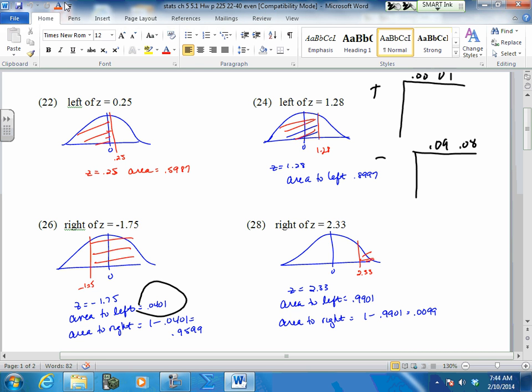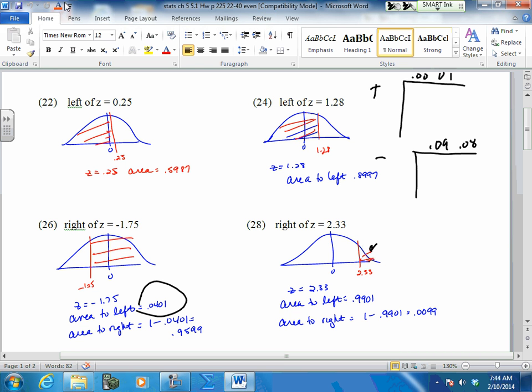Use your sketches. A lot of you are doing sketches. That's great. That's a big help when you do this. Even when you hit the word problems, sketch it. To the right of this one, we look it up. And now this area to the left is the big one. We only want the small area. We subtract it from 1. Questions on these?